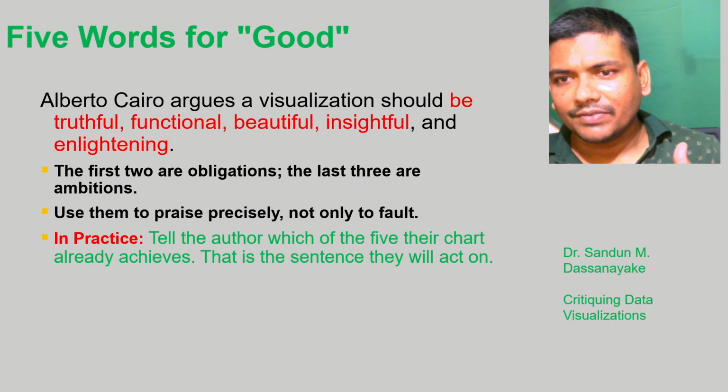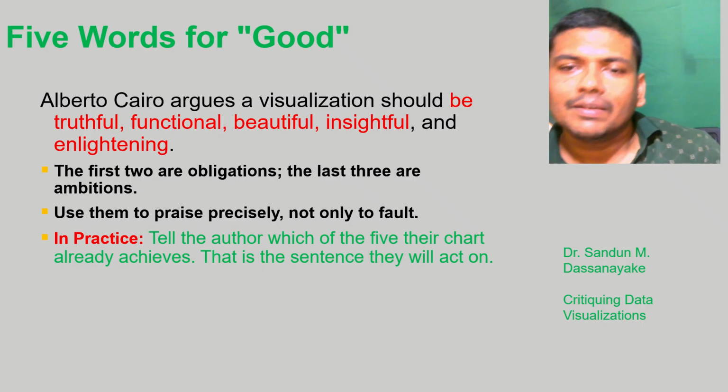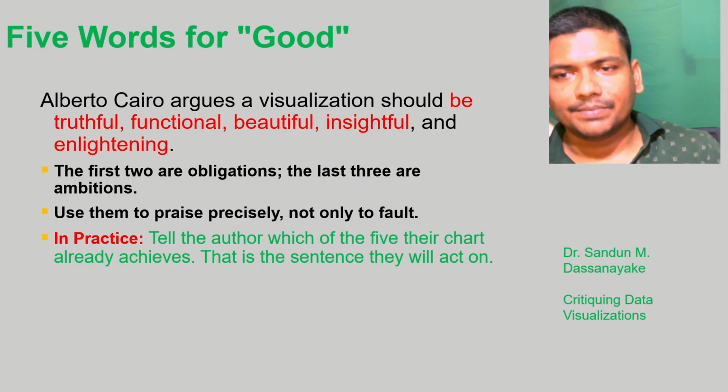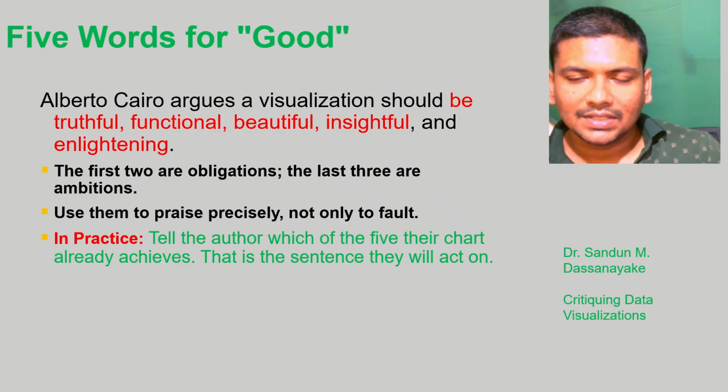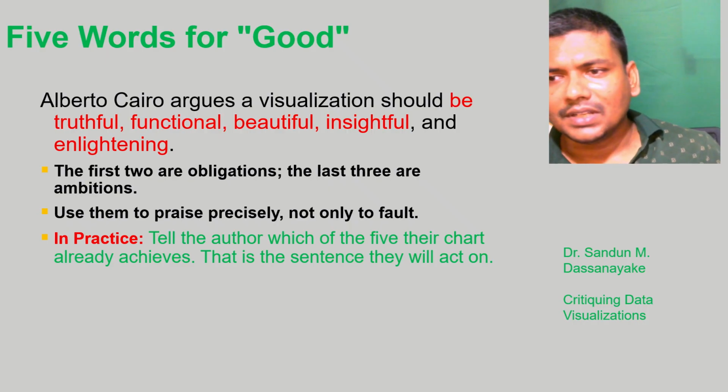Alberto Cairo's five qualities escalate. Truthful and functional are obligations. Get them wrong, and the chart should not ship. Beautiful, insightful, and enlightening are ambitions. Most working charts never reach the last one and do not need to.